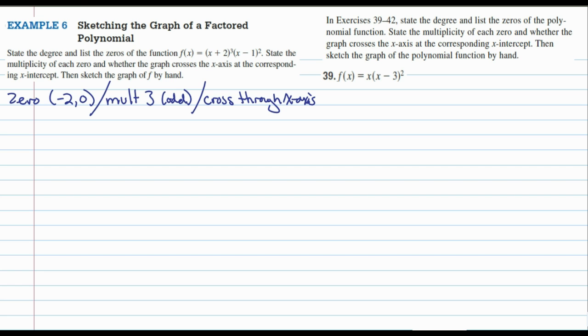The other zero that occurs in this function is the zero 1, comma 0. That has a multiplicity of 2, which is even, which means that the graph will bounce off the x-axis. So now, since the zero negative 2 has a multiplicity 3 and the zero 1 has a multiplicity 2, the total degree of this function is 5.